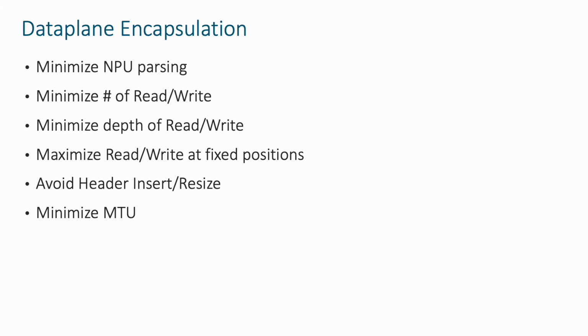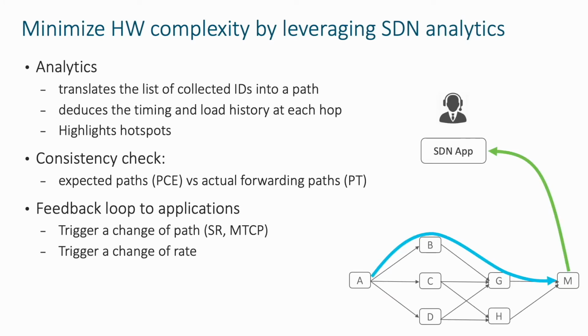In particular, we optimize the data plane such that it requires the minimum MPU parsing, the minimum number of read and write instructions, and the minimum depth of packet editing. We also made sure that the path tracing headers are always at a fixed offset in the packet and also avoid any header insertion or resizing. And obviously, we had to minimize the MTU. We minimized the hardware complexity by doing a good engineering of the data plane. But we also minimize the hardware complexity by leveraging SDN analytics.